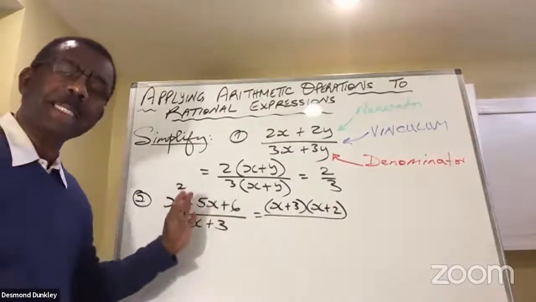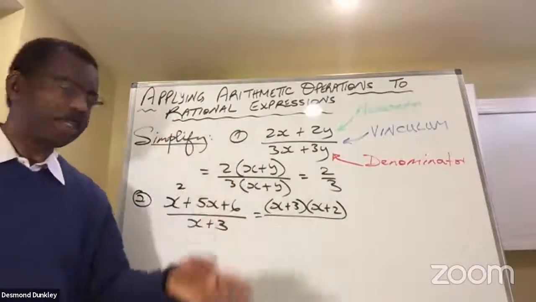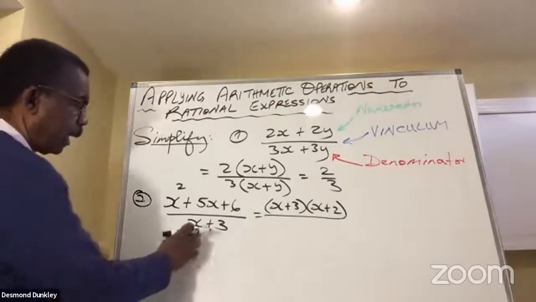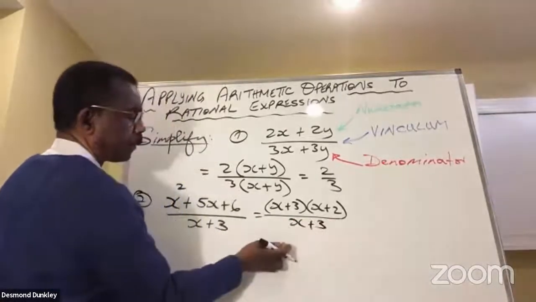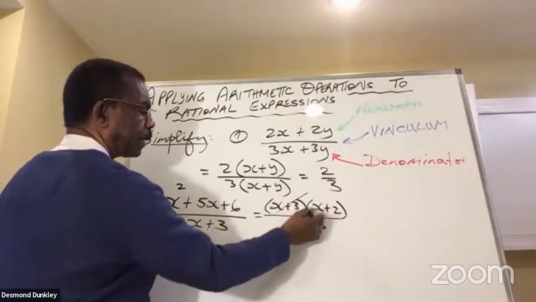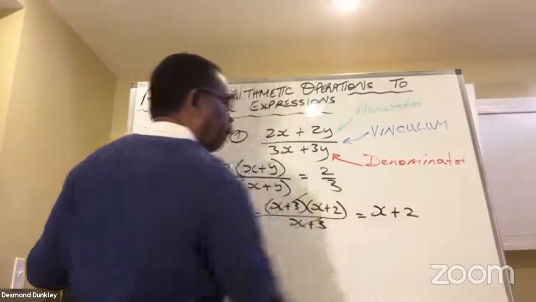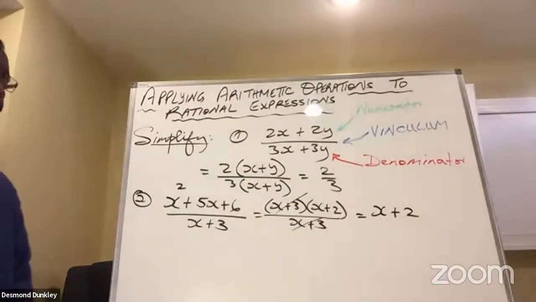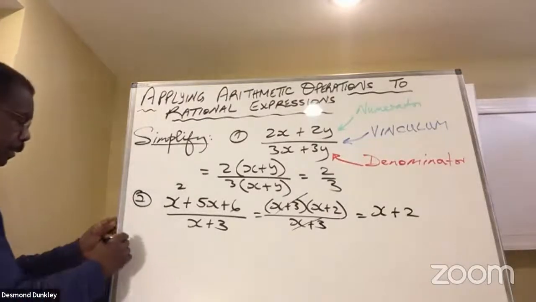Again, I spent an excessive amount of time factoring algebraic expressions. So there it is right there. And then the bottom is x plus 3. So x plus 3 here, and then multiplying by x plus 3 on top. This cancels this. Our answer is x plus 2. Let's try one more like this.